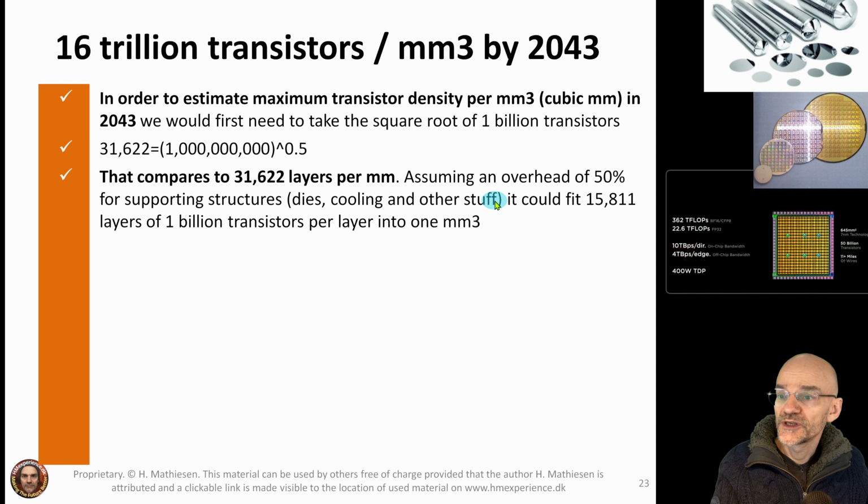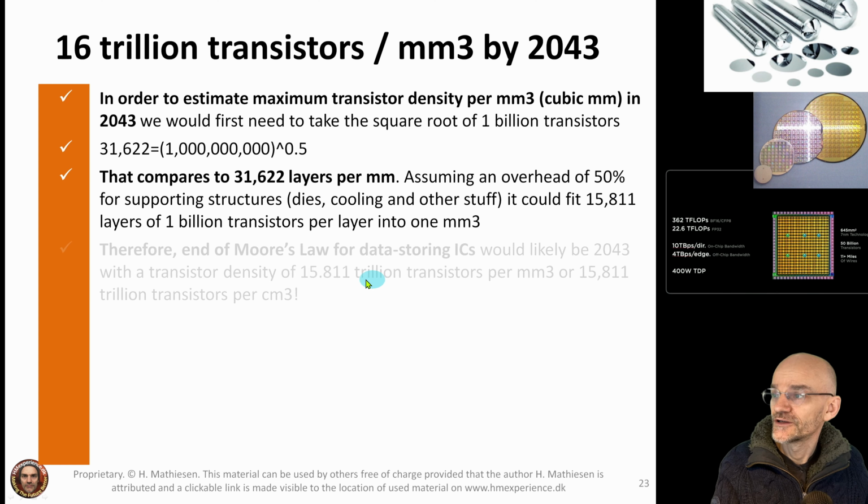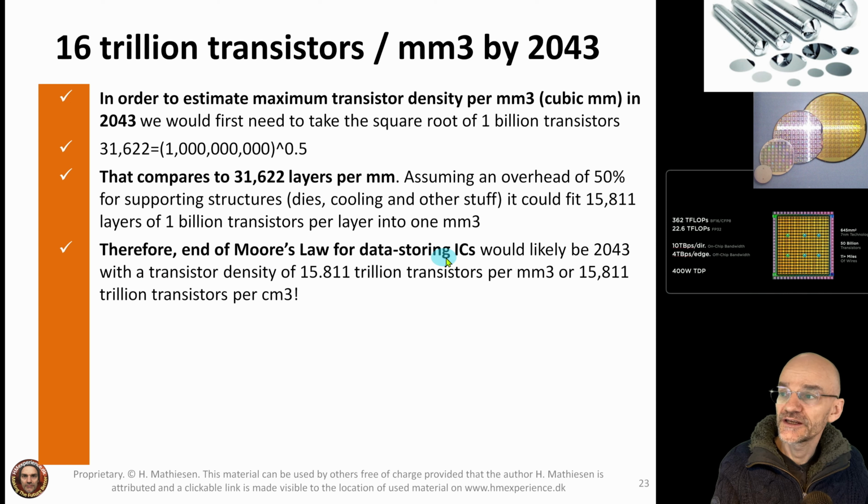But let's say, just to be conservative here in our estimate, that we have some overhead of 50% for supporting structures, for dies, cooling and other stuff, and say that we can fit by 2043, 16,000 layers of transistors of 1 billion transistors each. Now, that would give us the end of Moore's law for data storing ICs in 2043, and we'll get to a transistor density of 16 trillion transistors in a cubic millimeter, or 16,000 trillion transistors in a cubic centimeter.